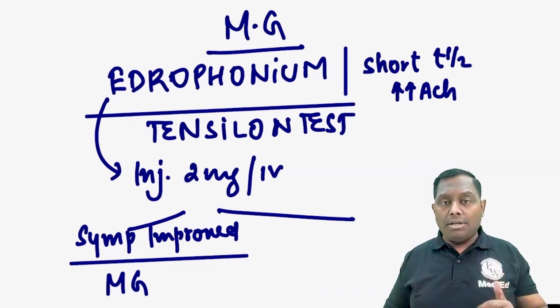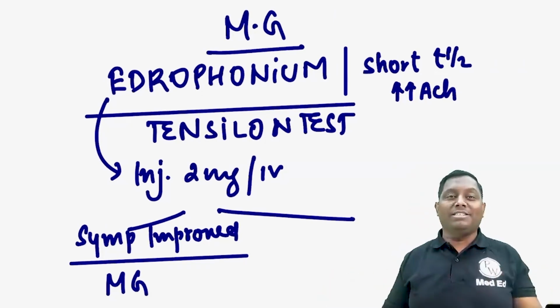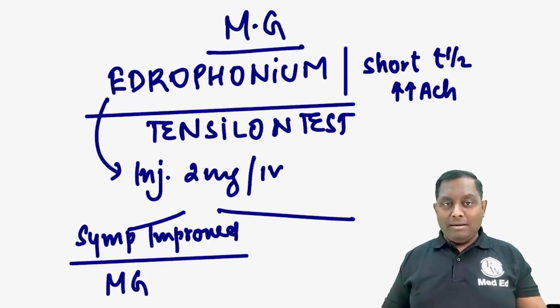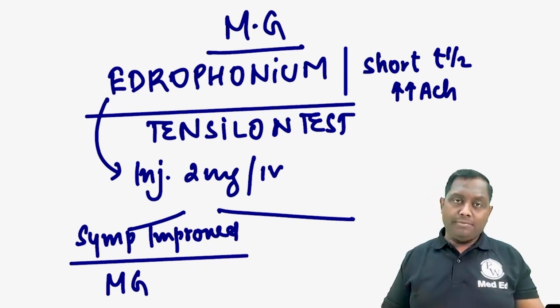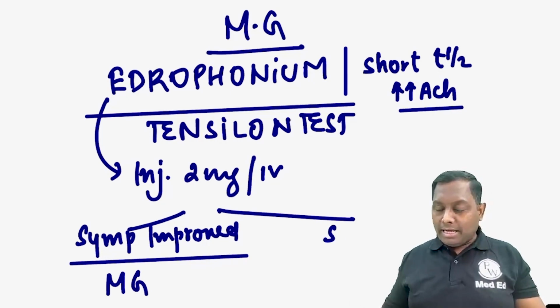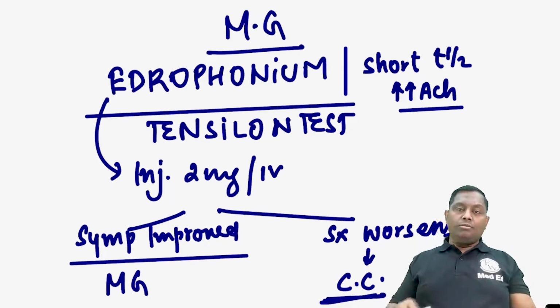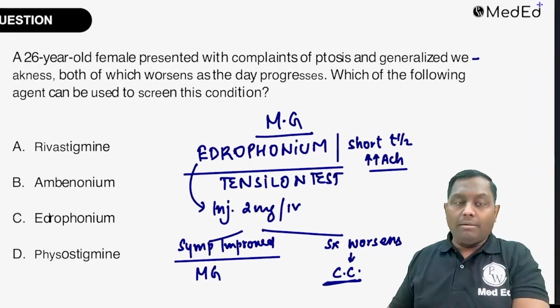Now the problem is, be it a case of myasthenia gravis, be it a case of cholinergic crisis, both present similarly. Both have similar kind of weakness, because too much acetylcholine is also going to be problematic. When you give edrophonium, the level of acetylcholine will increase, and this can lead to worsening of symptoms. So if the symptom worsens, this will be most likely a case of cholinergic crisis. This whole test is called the Tensilon test, because this is available in the market by the name of Tensilon.